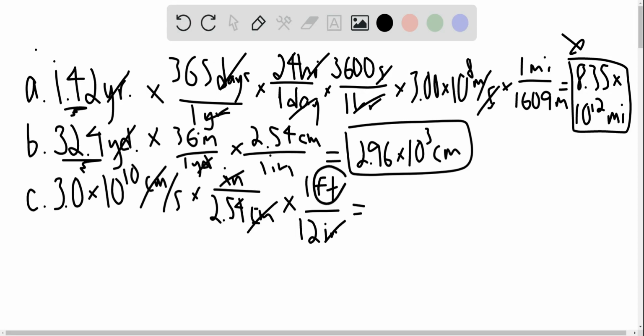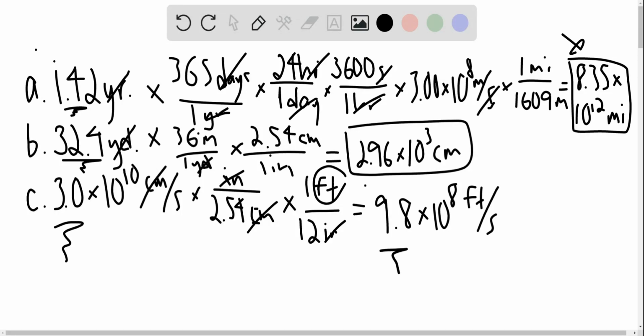So feet per second, right? 3 times 10 to the 10th divided by 2.54 divided by 12. And you should get 9.8 times 10 to the 8 feet per second. Okay. Now it's 2 sig figs here because we had 2 sig figs in the beginning, so 2 sig figs again here.